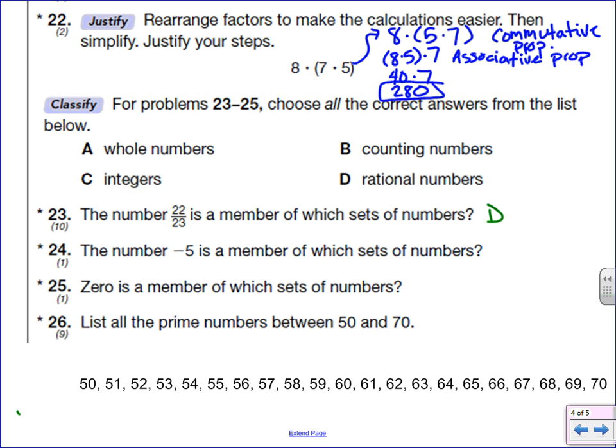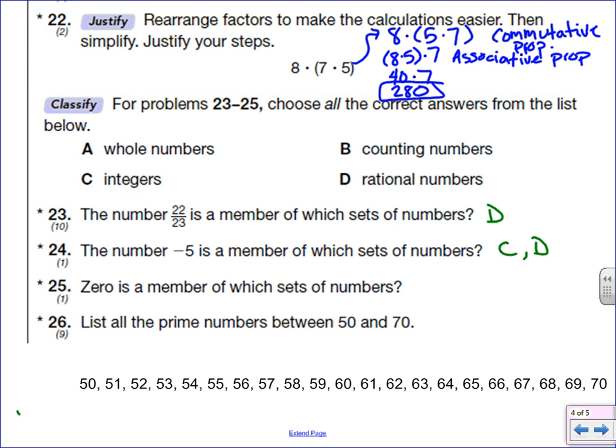Negative 5 is a member of which set of numbers? Well, the only ones that include negative numbers are C, integers, and then it's also a rational number since it ends. So C and D. Counting numbers and whole numbers are only positive and whole numbers, so they don't include negative 5.